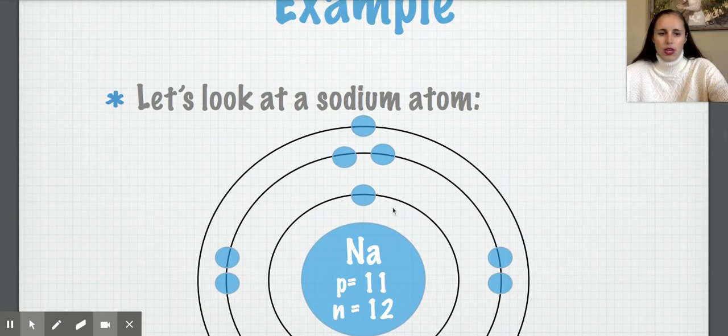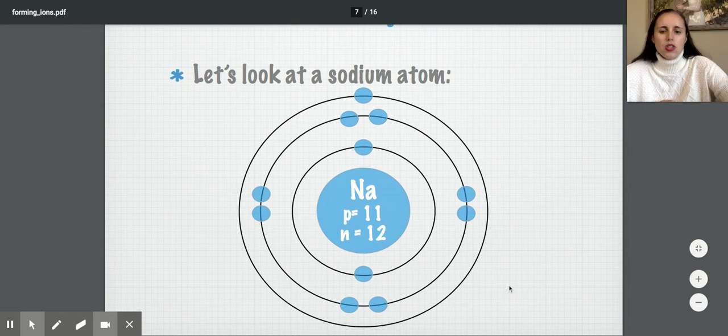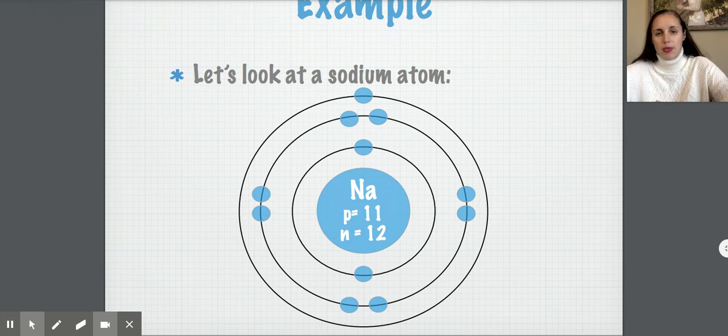First of all, we are going to look at a sodium atom. This is our sodium atom. Our sodium atom has 11 electrons. So it has 2 in the first shell, 8 in the second shell, and it has just 1 lone electron on the outside shell. We call this its valence electron. Now, if you take a look, this outside shell is not full.